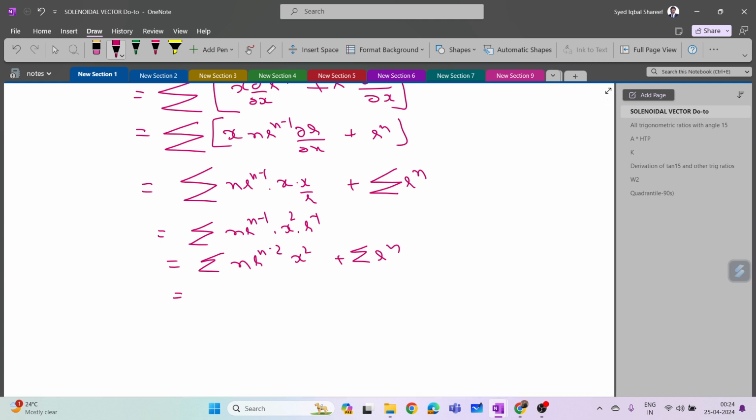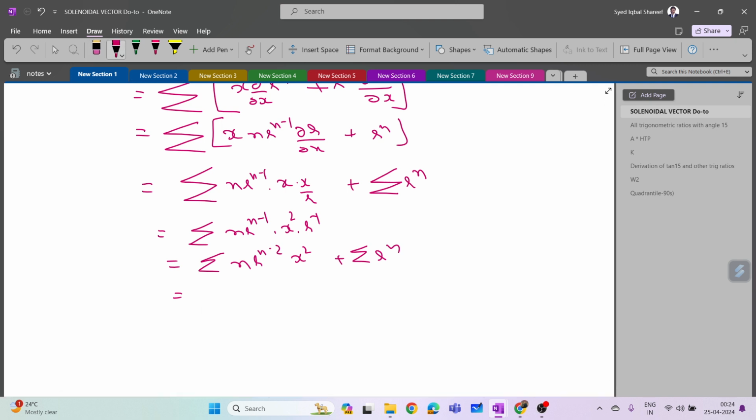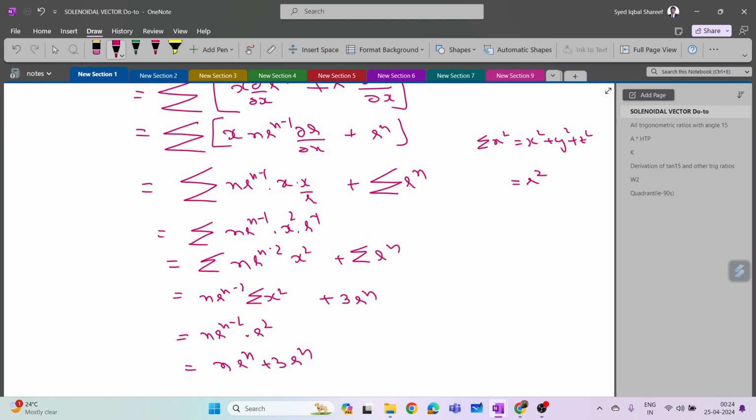And you see here one small thing: n r^(n-2) outside, summation x². Summation x² means x² plus y² plus z², it's nothing but r². So this is n r^(n-2) r², plus this is how many times? This is with x, this is with y, this is with z, so 3 r^n. So this will become n r^n plus 3 r^n.